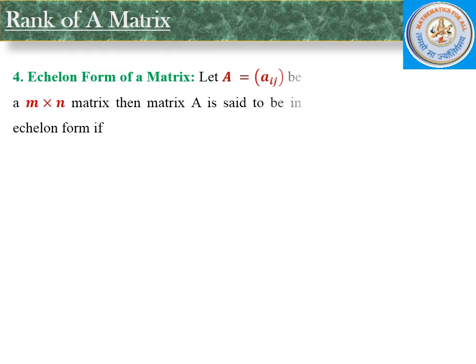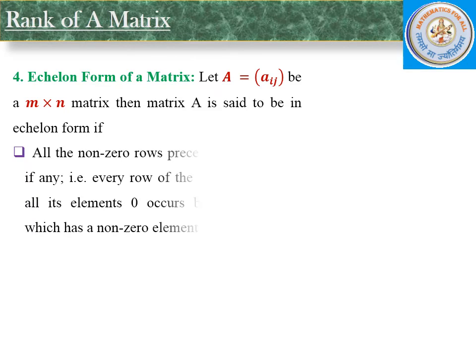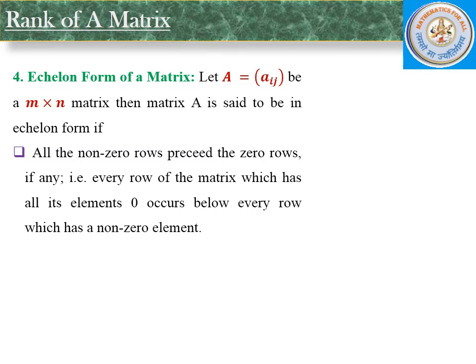Now the most important topic is the echelon form. On the basis of the echelon form we will find the rank of a matrix. Here we have considered an M cross N matrix A. Matrix A is said to be in echelon form if the following conditions hold.